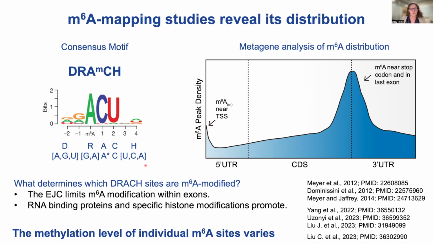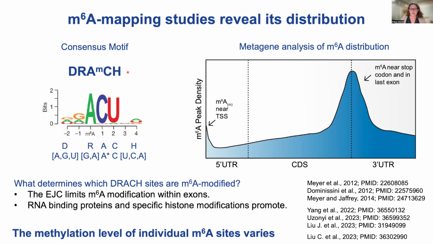And recent papers have really started to demonstrate what determines which one of these consensus motifs in any given RNA molecule is modified versus not modified. It's likely that things like the exon junction complex or other RNA binding proteins, if they're bound to RNA as it's being transcribed, can limit the ability of M6A to be added to RNA molecules in various places. We know that RNA binding proteins, so Teo was talking to you about VIRMA, can actually help maybe promote some kind of methylation or targeting. And there's also some evidence that specific histone modifications could also play a role in why one of these consensus motifs would get modified or one would not.